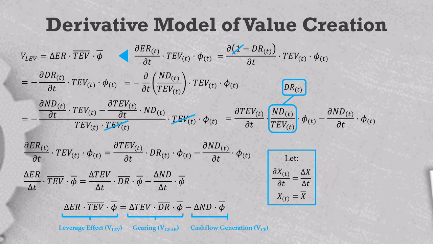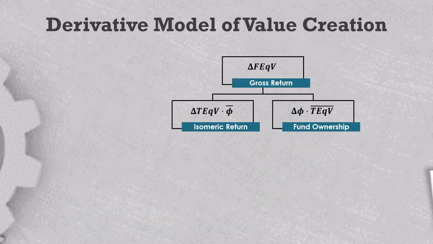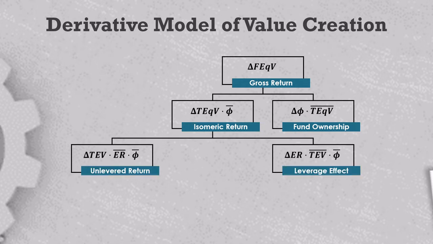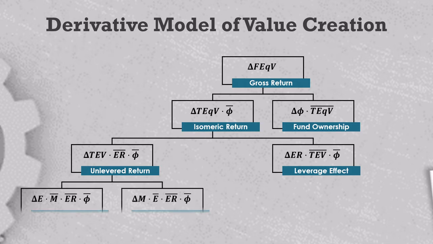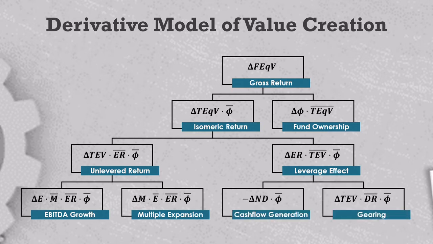The derivative model allows us to break up the GP or fund level private equity return into a dilution or concentration component called the fund ownership impact and a hypothetical dilution neutral return called the isomeric return. The isomeric return can be broken into the unlevered return and the leverage effect. The unlevered return can be broken into EBITDA growth and multiple expansion. And now the leverage effect can be broken into cash flow generation, which is simply the change in net debt, and gearing, which explains how debt amplifies equity gains and losses, or how growth capital dampens equity gains and losses.